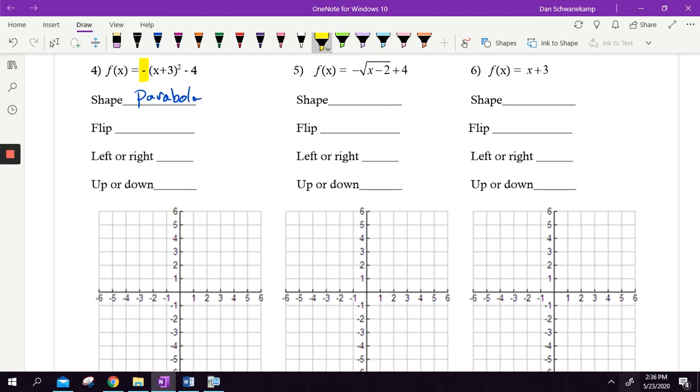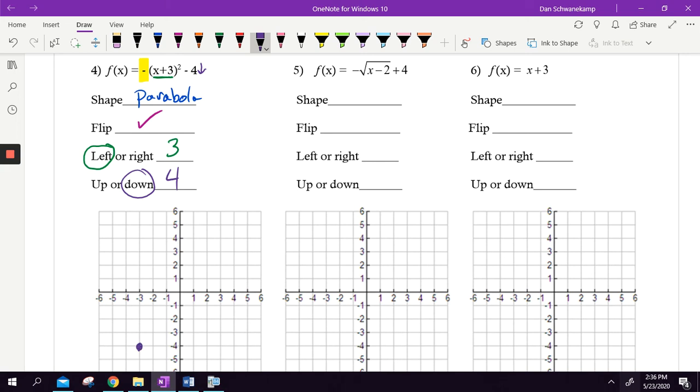There is a negative sign in front, so because of that, it is going to flip. I'm just going to put a check mark that, yeah, we're flipping. Plus left or right? Well, since it's plus 3 inside the grouping symbol, we're going to do the opposite. It's going to go left 3, and that minus 4 is tagged on the end, so I'm going to go down 4. So let's graph that. Left 3, down 4.